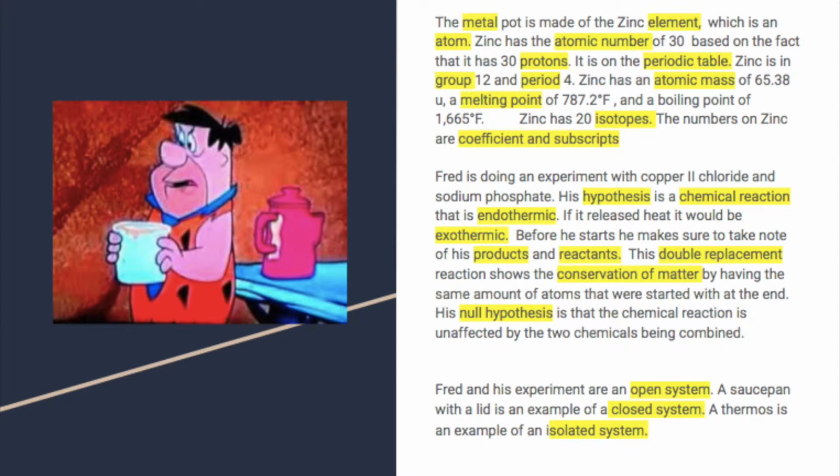Fred's hypothesis for his experiment is an endothermic chemical reaction, not an exothermic one, which releases heat. He writes down his products and reactants after he notes that his experiment was a double replacement and that it displayed the conservation of matter.